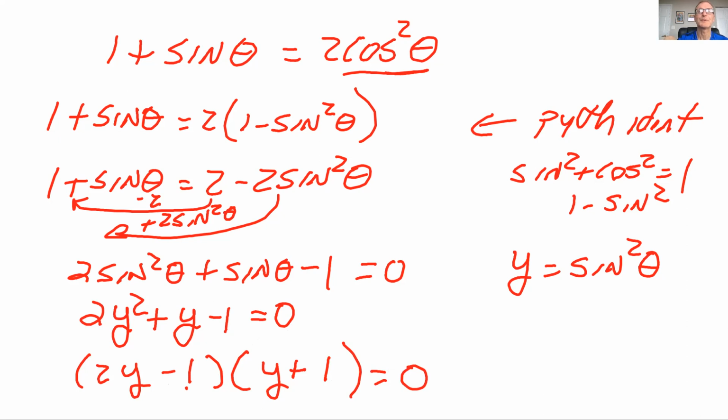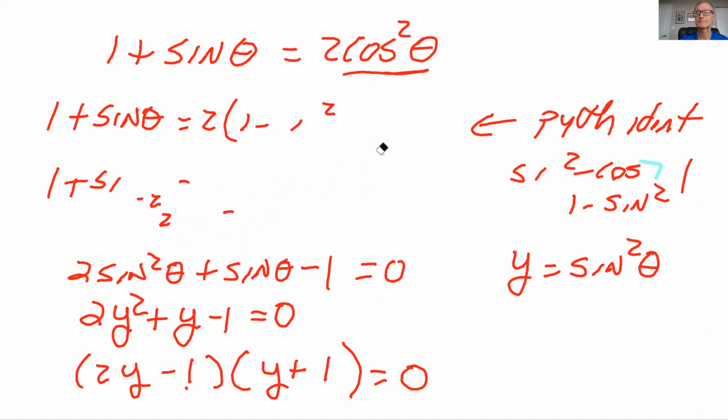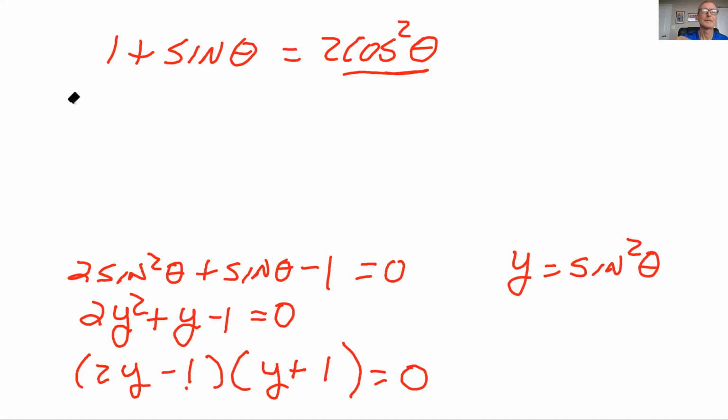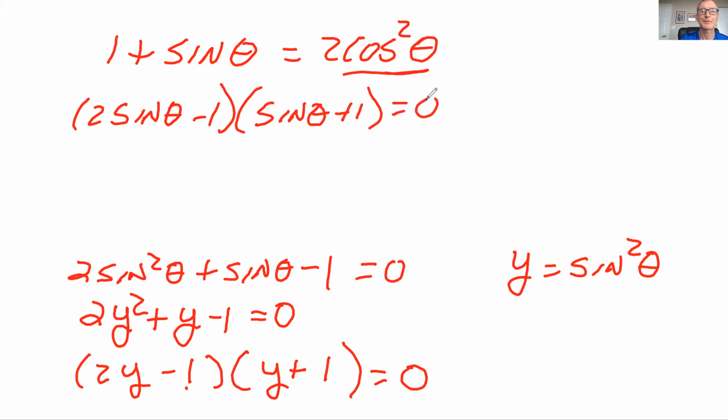So then what you want to do, I need a little space here, so I'll just erase this, is now I will resubstitute our sine back in and see what we get. So when we do that, you get 2y. Whoops, I'm supposed to substitute in, didn't do that. So 2 sine of theta minus 1 times sine of theta plus 1 equals 0.